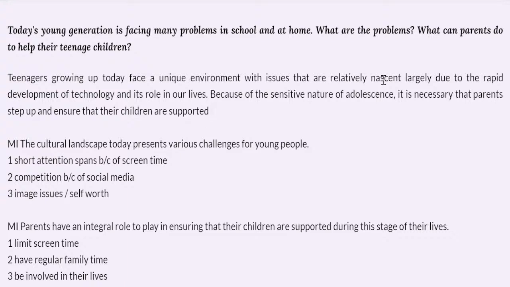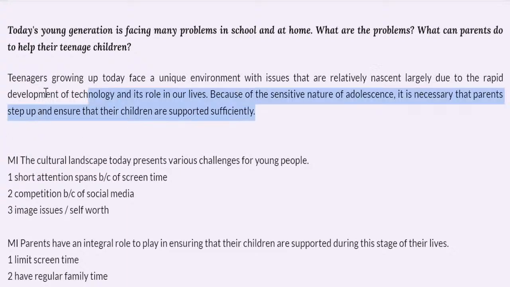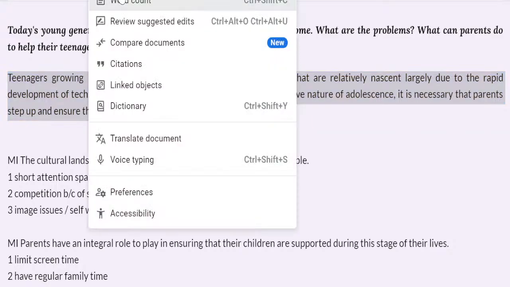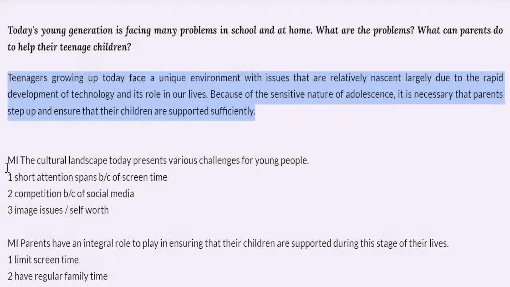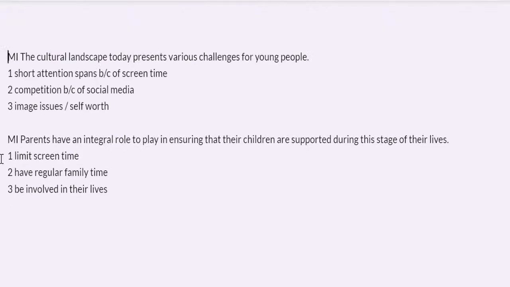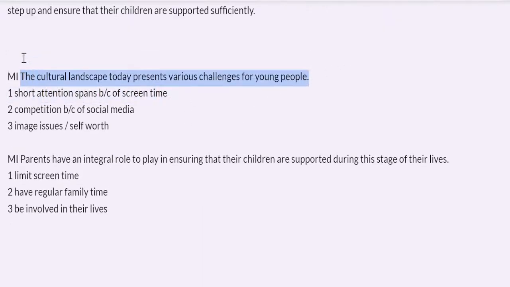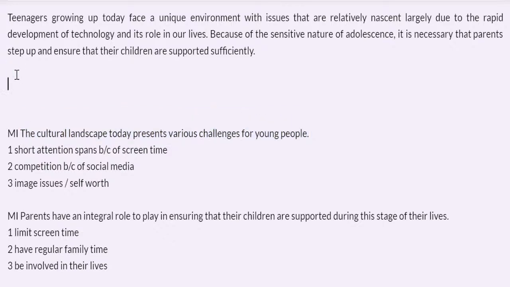Due to the sensitive nature of adolescence, it's necessary that parents step up and ensure that their children are supported sufficiently, because no one else can really do that. Of course, you have counselors and stuff at school, you have friends, but it's not really the same thing. You cannot compare a counselor who you only meet maybe once a week, if that, or a friend who doesn't really know you 100%, right? So they're not really comparable.